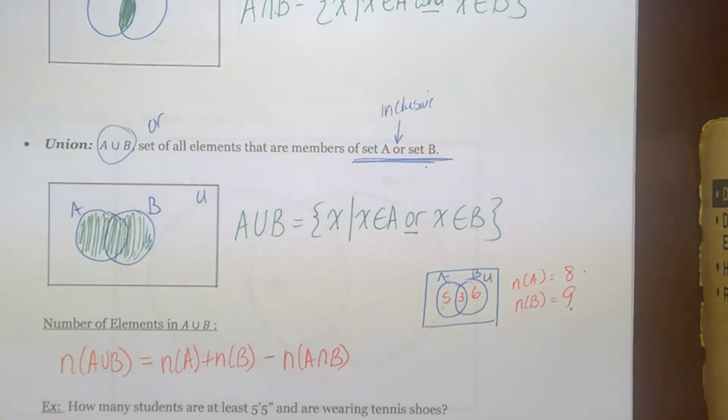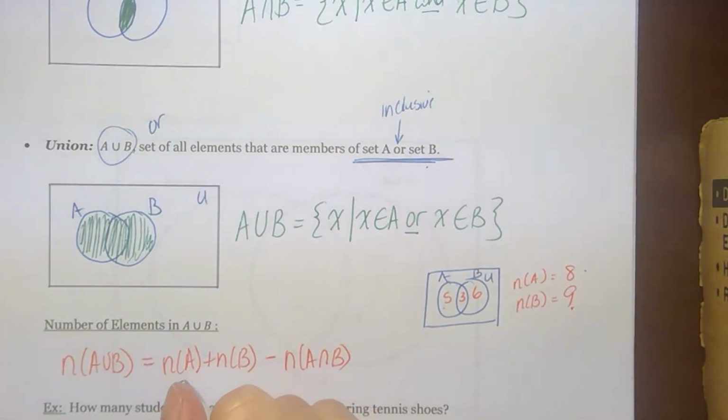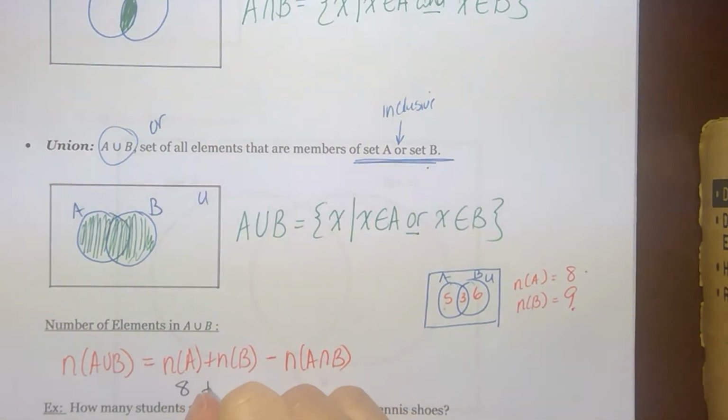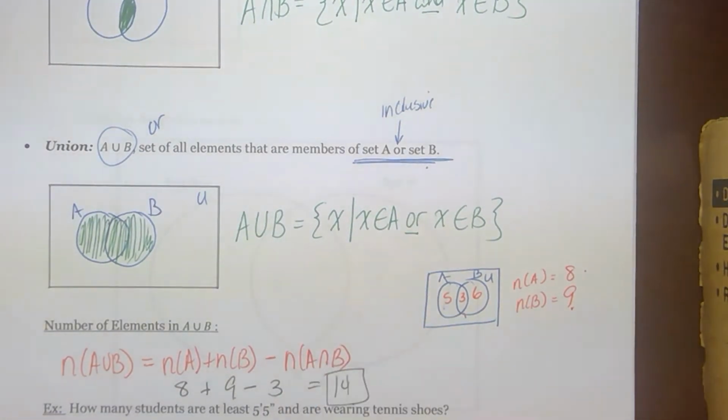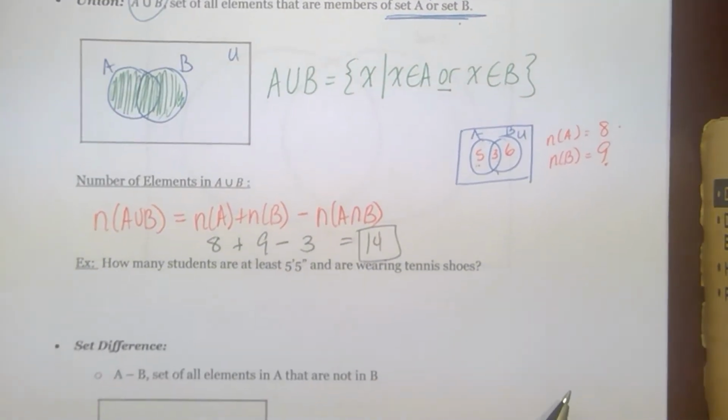So for our example that I have given right here, we've got the number of elements in A is 8, the number of elements in B is 9, but we've got to not count this intersection twice. So we have to subtract out that 3. 8 plus 9 is 17, minus 3 is 14. And if I count 5 plus 3 plus 6, that's the 14 that I get.